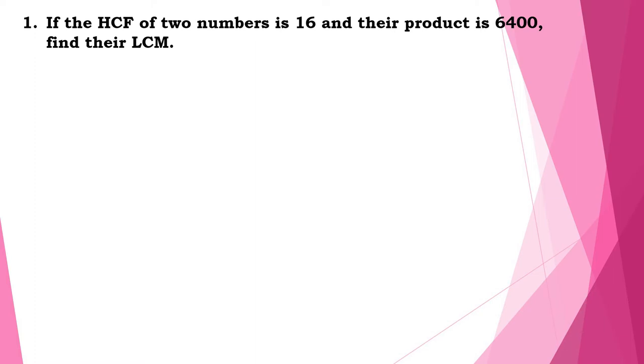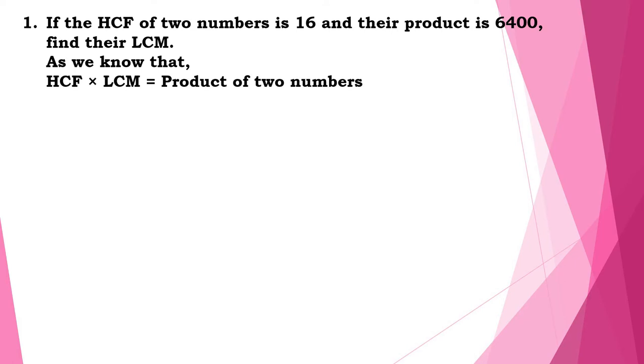So, I have already told you in the last video that the product of two numbers is equal to the product of their HCF and LCM, right? So, HCF into LCM is equal to the product of the two numbers. So 16 is the HCF and you have to find the LCM, and the product is given to be 6400. So LCM will be 6400 divided by 16.